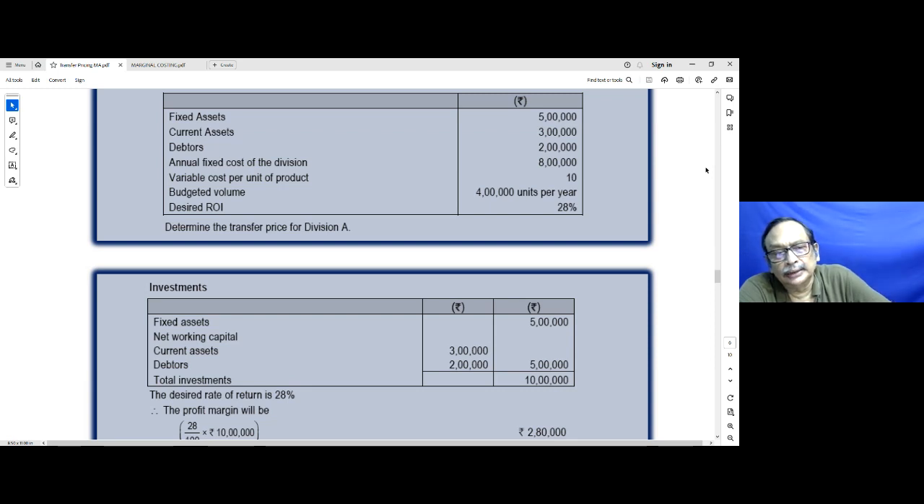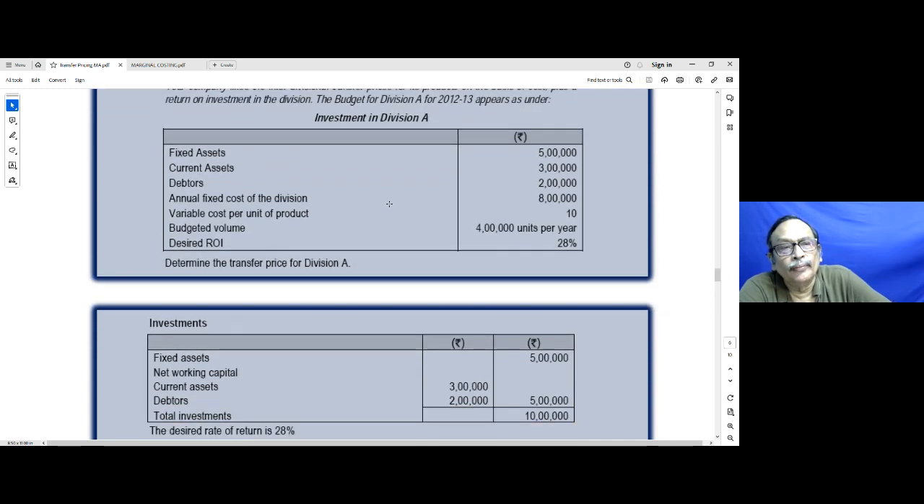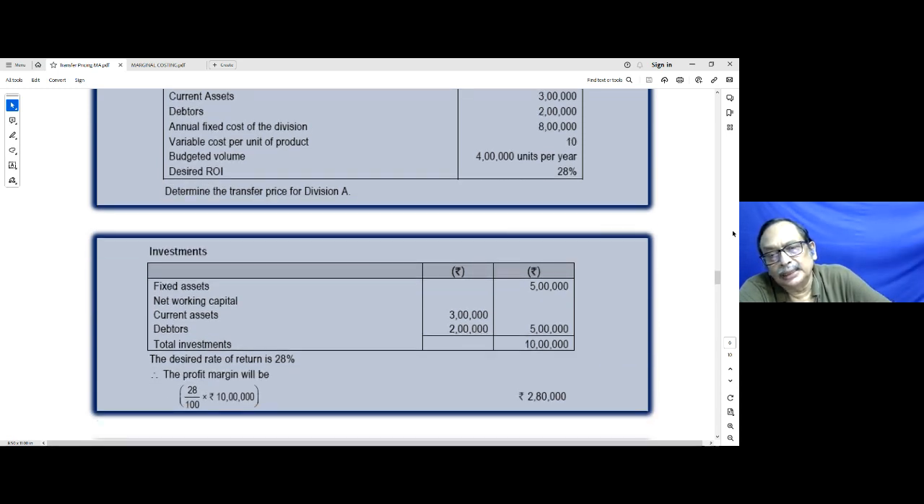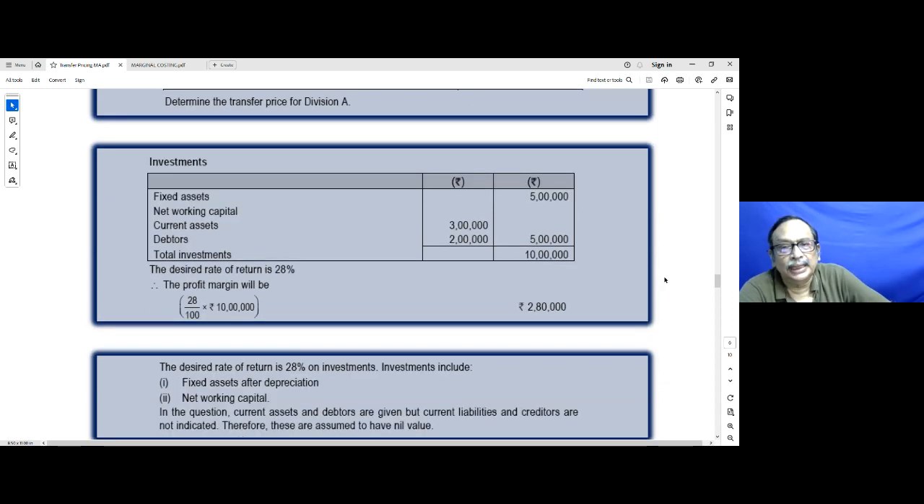current assets, that is 3 lakhs and 2 lakhs. Okay, and look into the problem, there are no current liabilities. So current assets is the net working capital here, because current assets and debtors are also included in the current assets. So other current assets and debtors, that is 3 lakhs and 2 lakhs respectively. So 5 lakhs plus 5 lakhs, we have a total investment of rupees 10 lakhs.